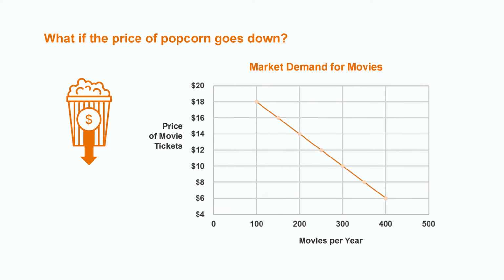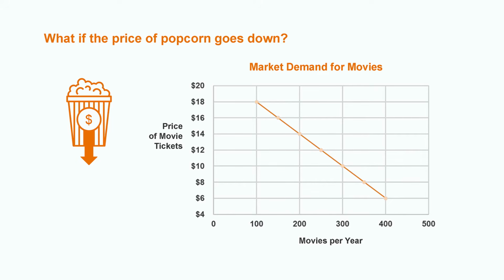Let's pretend that over the course of a year, the price of popcorn goes down. What do you think would happen? Well, people in town might be more willing to watch more movies now because if they save money on popcorn, then the overall movie watching experience is cheaper.